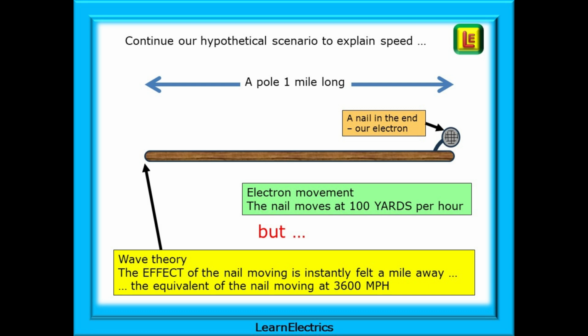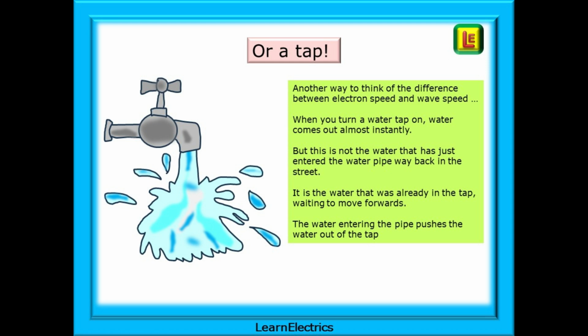There's a difference between nail movement and pole movement. There's a difference between electron movement and wave movement. The electrons will move at 1 centimetre a second. The electrical wave movement will be felt at close to the speed of light at 300,000 kilometres per second. To give you an idea of the speed of light, a photon of light could, in theory, travel around the world at the equator just over 7 times every second. 7 times a second.